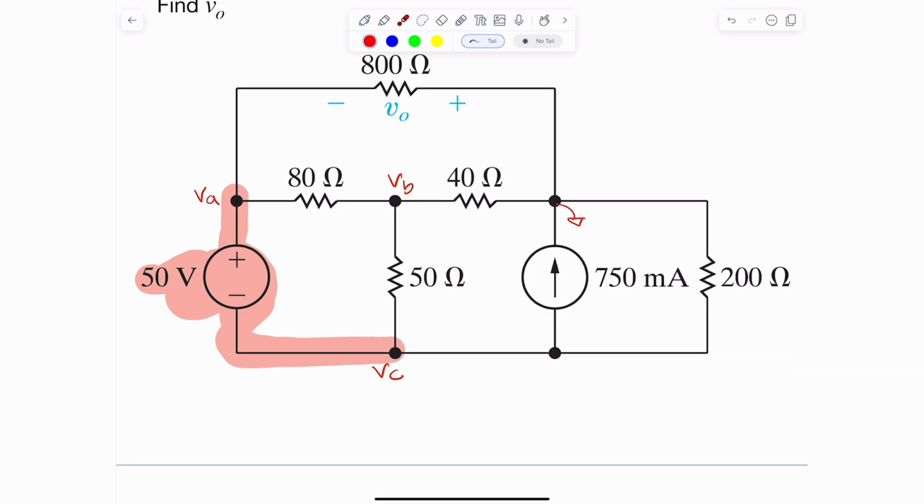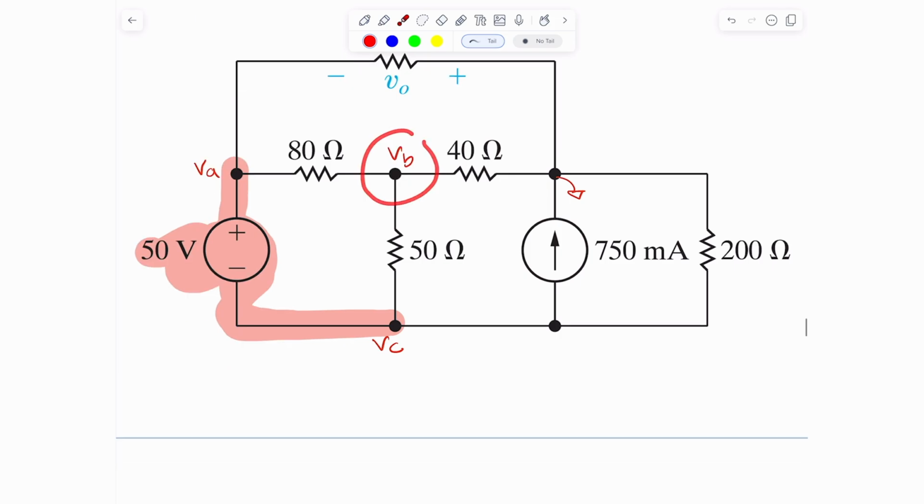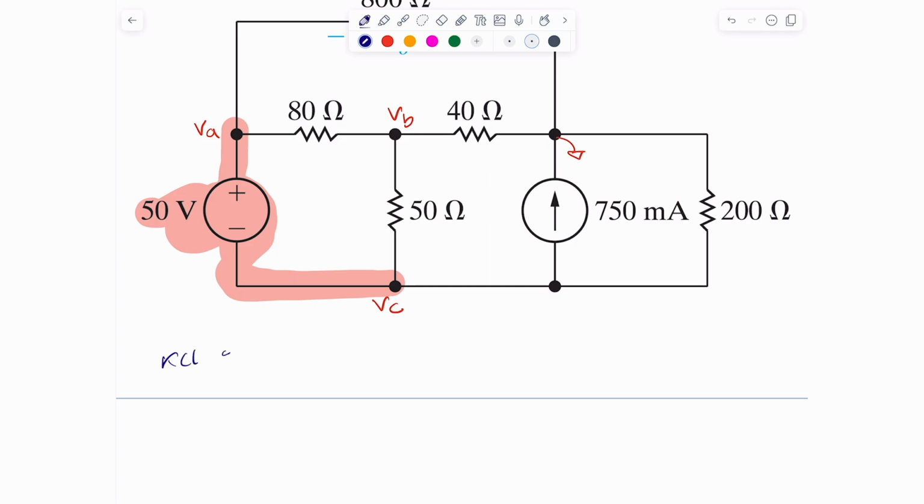Just to point out, this voltage and this voltage and this voltage will be different than the previous solution. In the previous solution, VC was 0, and we computed what this voltage is. Now we're assuming that this will be our 0 in the circuit, and everything will be in relationship to this particular point. So let me write these equations. I'll start with the KCL at B.